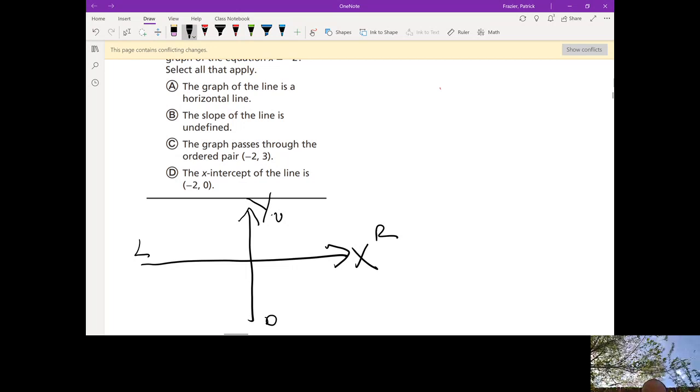So, which one's horizontal, which one's vertical? Well, think of it this way. If this is -1, this is -2, this is -1, and this is -2. Over here, we're at -2 on the x-axis. So let's draw that with a dashed blue line, and then let's draw this one with a dashed red line.